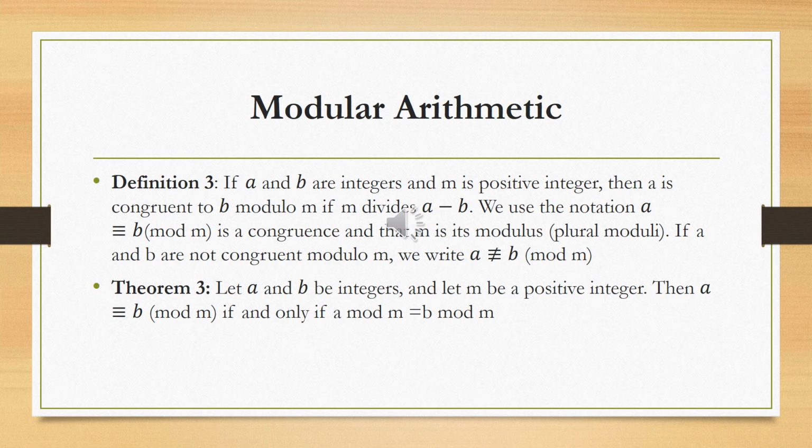Okay, and then in theorem 3 we say let a and b be integers and let m be a positive integer. Then a is congruent to b mod m if and only if a mod m is equal to b mod m.